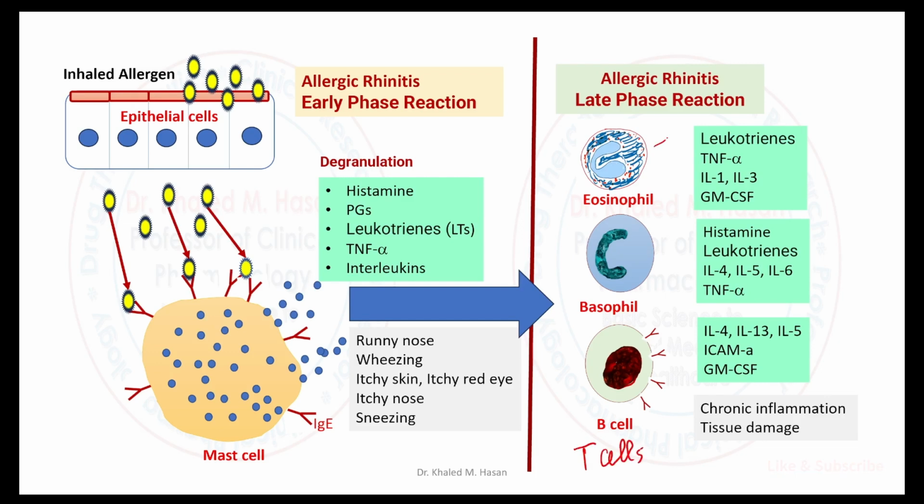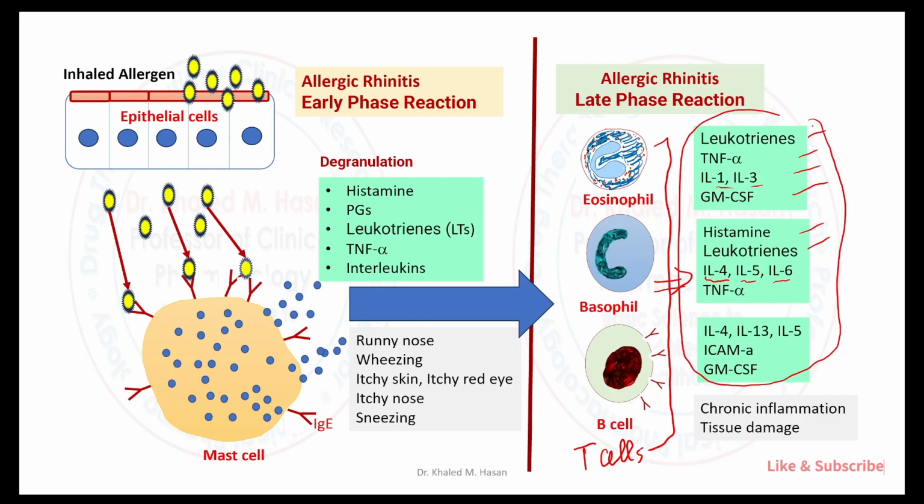Due to the activation of these cells, this will lead to the release of leukotriene, tumor necrosis factor, interleukin, granulocyte factors, histamine, and different types of interleukin. We are not going to discuss the differences between interleukin 1, 3, 4, 5, 6, but all these mediators will lead to chronic inflammation and further tissue damage.